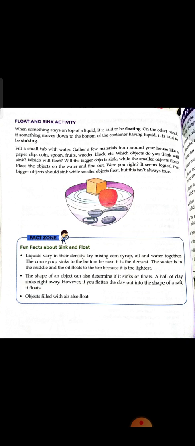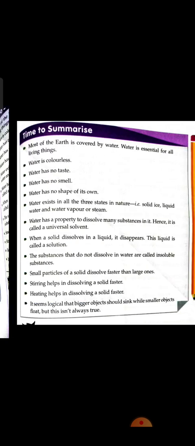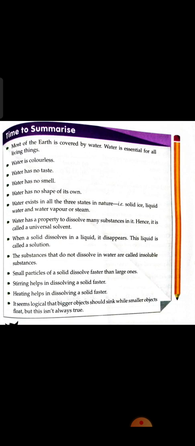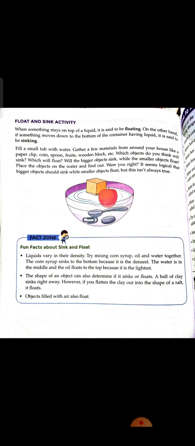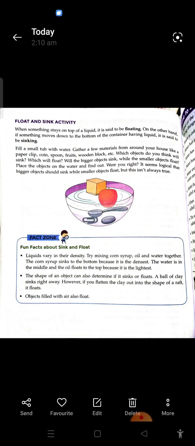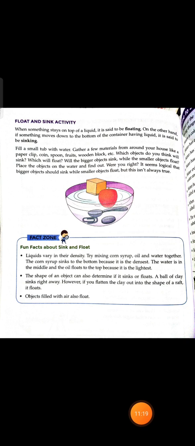Now here you will see a fun fact box and a time to summarize box on the next page. You will go through these two boxes because I will give you questions from here. So this is a small chapter. In the next class I will provide you all the objective question answers and the broad question answers. Hope you will understand the chapter well after reading it on your own.